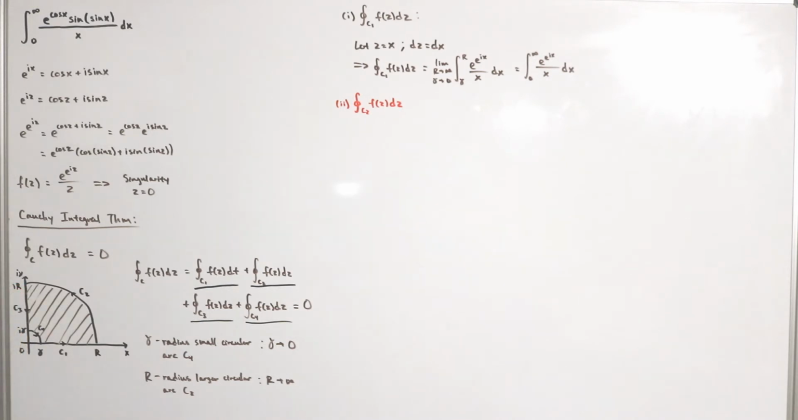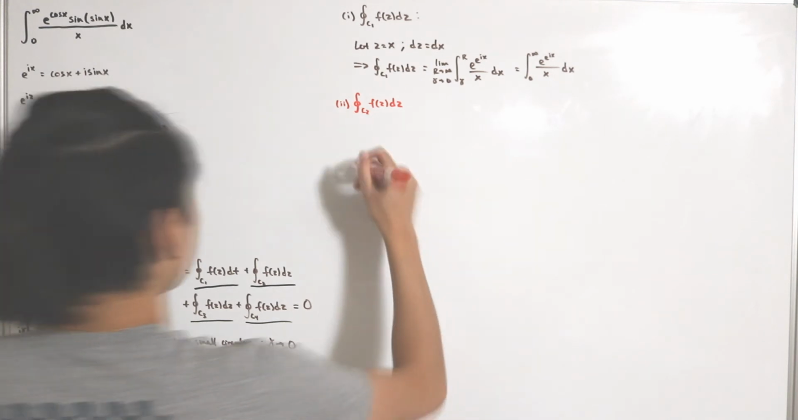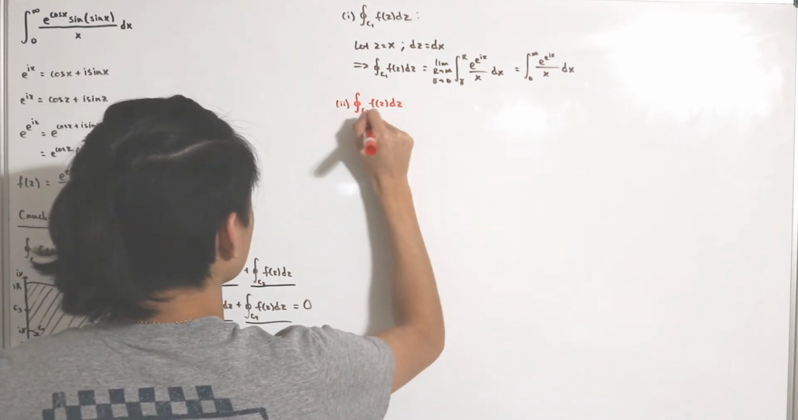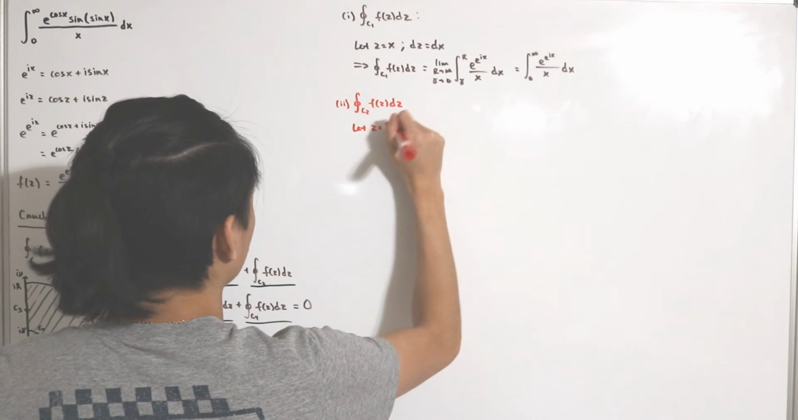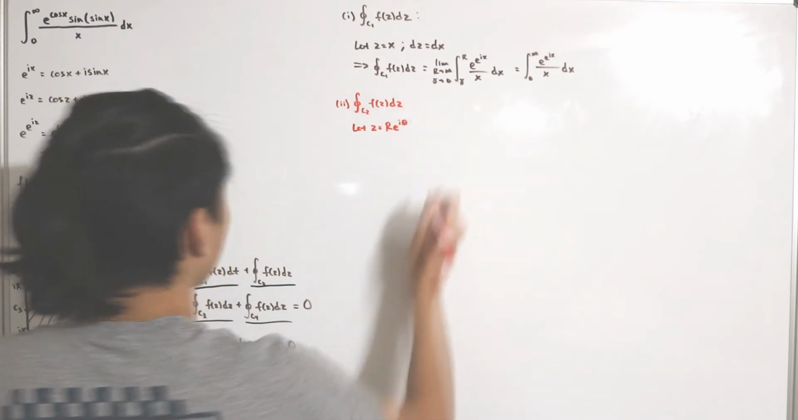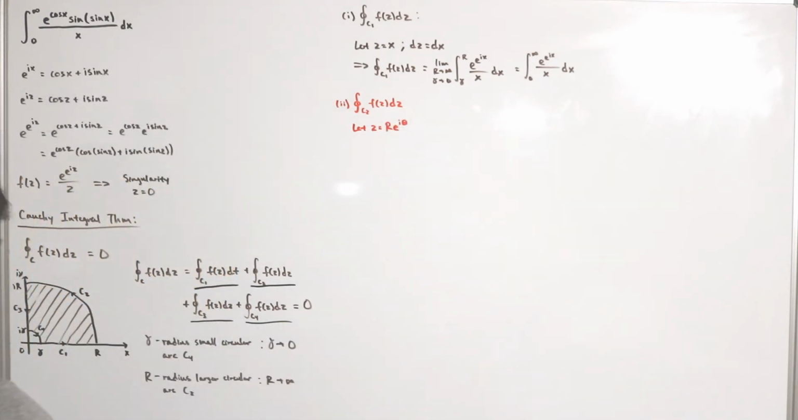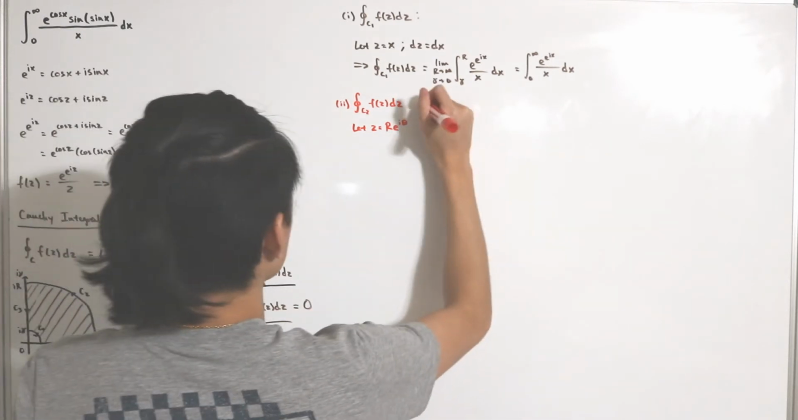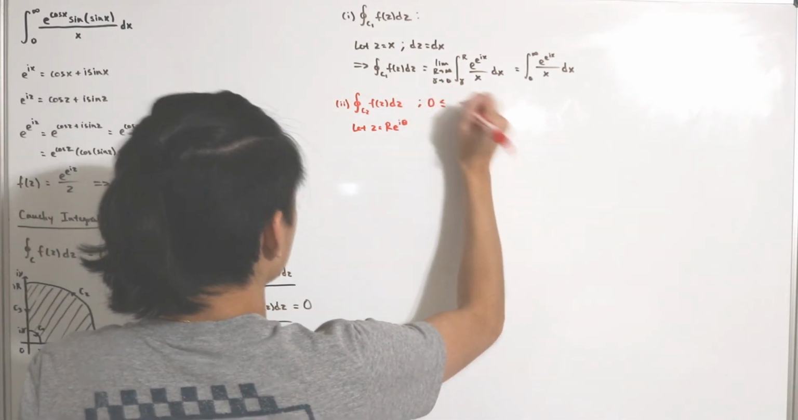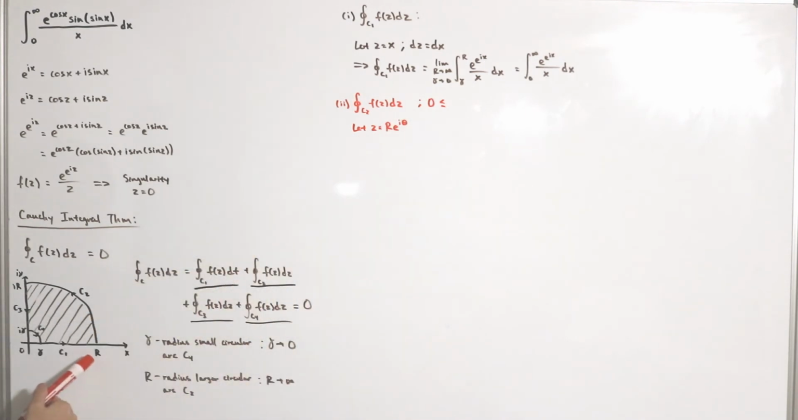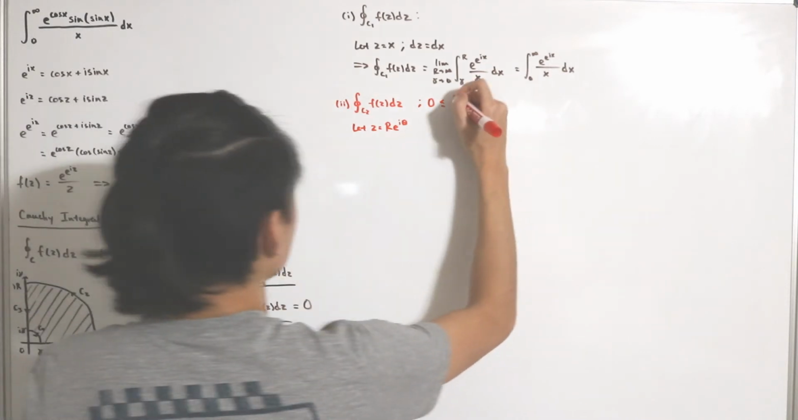But notice that this is an arc, so we can use polar coordinates to find our bounds. Using the polar form, we define z equals capital R multiplied by the polar form e to the power i theta. For theta, because it starts at 0 over here, in polar form it goes to pi over 2.